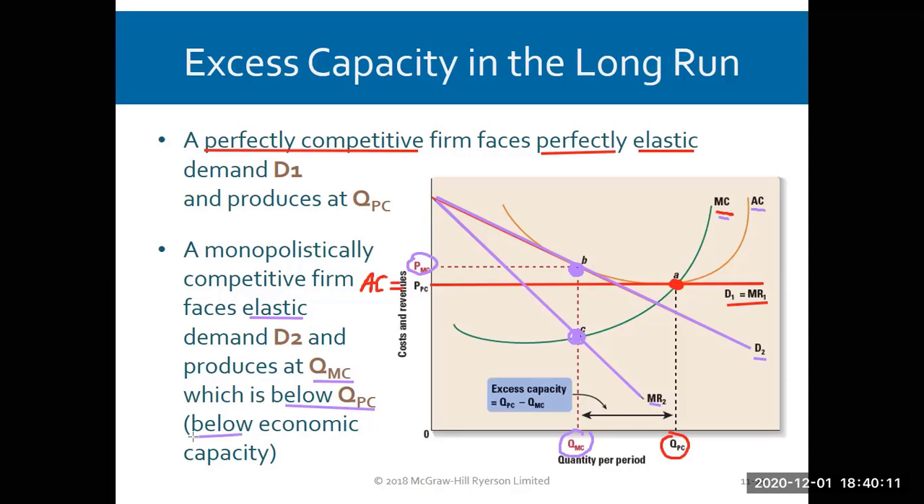So monopolistic competition ends up producing below economic capacity, compared to perfect competition, which ends up producing at economic capacity. So here's the monopolistically competitive quantity right here, but perfect competition's is way up here. That difference from there to there is the amount of excess capacity, the amount of capacity that's left before they reach the point of economic capacity, which is the lowest of the average total cost. Okay, so comparing perfect competition to monopolistic competition, it will produce below economic capacity. And notice that monopoly does too, if you want to go back and have a look. And it's because monopoly also has a downward sloping demand curve.